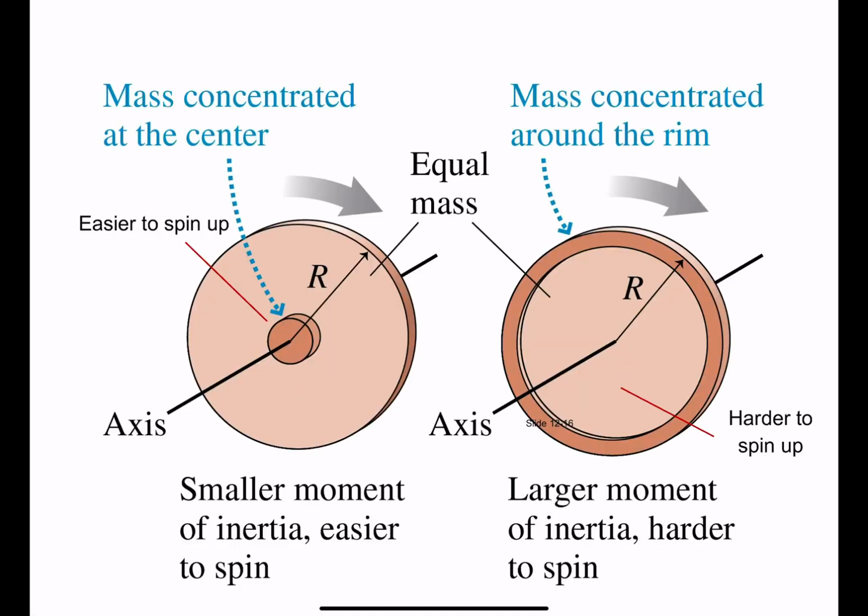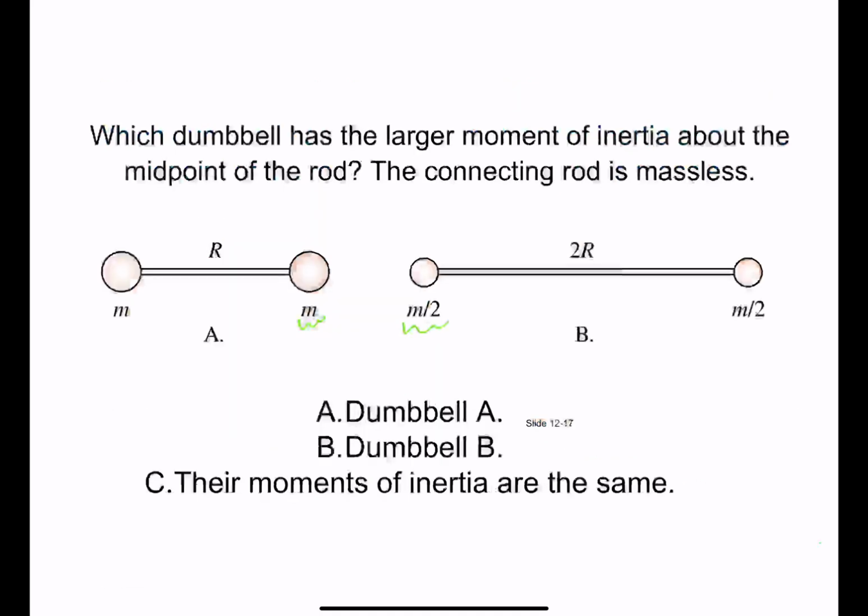So as you can see in this diagram, a smaller moment of inertia means it's easier to spin. A larger moment of inertia, it's harder to spin. So which dumbbell has a larger moment of inertia about the midpoint of the rod? The connecting rod is massless. So if you consider the rod to be massless, which one has a higher moment of inertia? Okay, so let's calculate that.